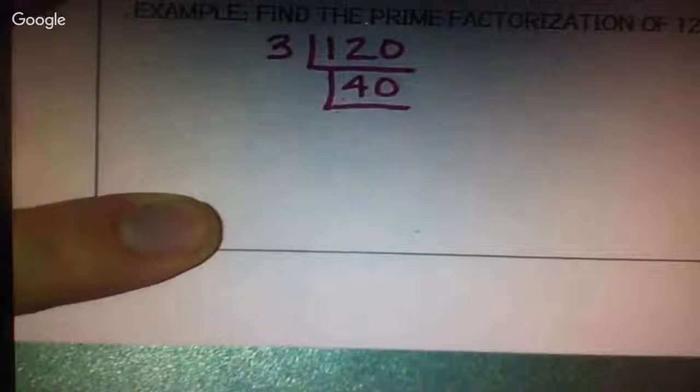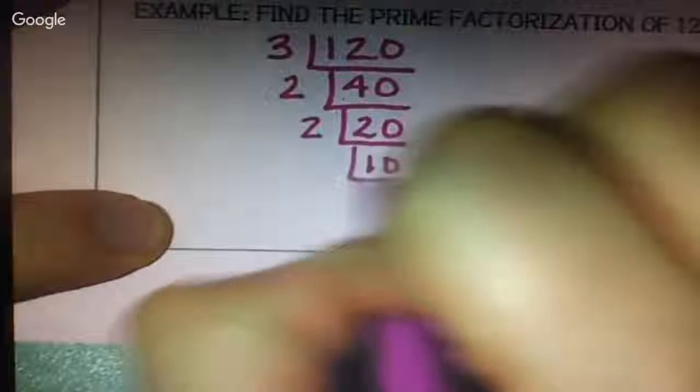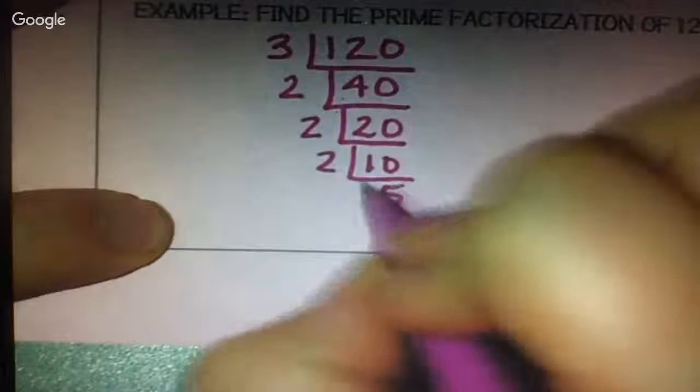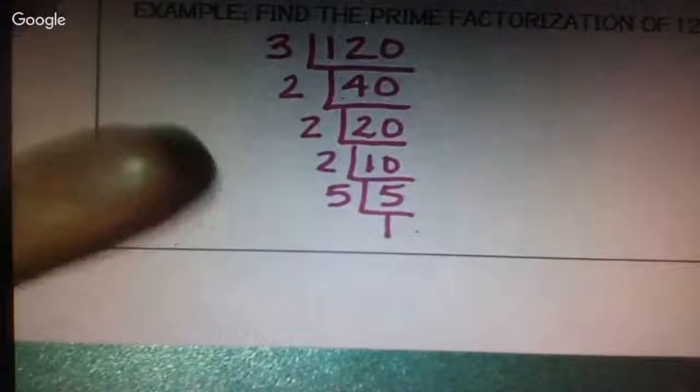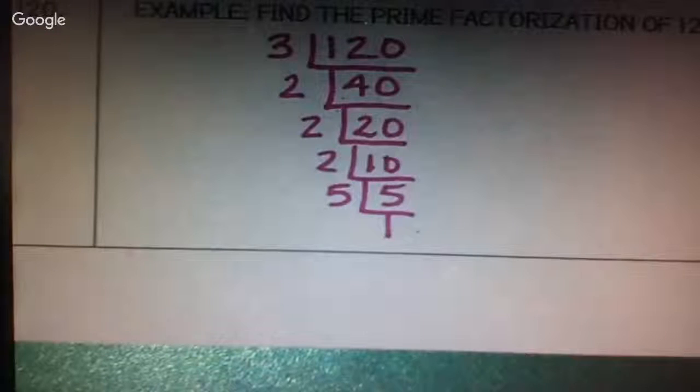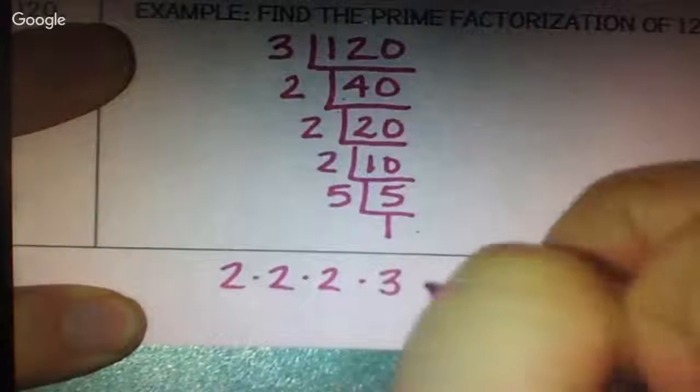What's prime that can divide into 40? 2, and that leaves me with 20. I like this one better. What's prime? 2, and that leaves me with 10, and then 2, and 5, and that's it. 5 and 1. Do not stop until you are at 1. And look, you got the same answer that you got from the factor tree. There are 3 2s, a 3, and a 5.